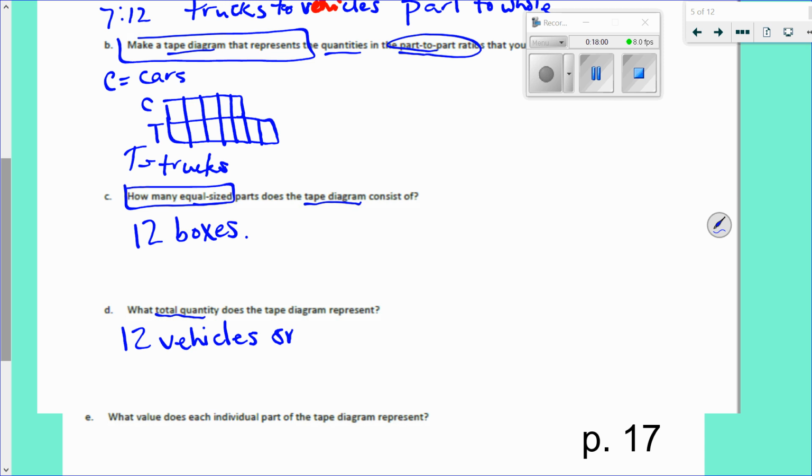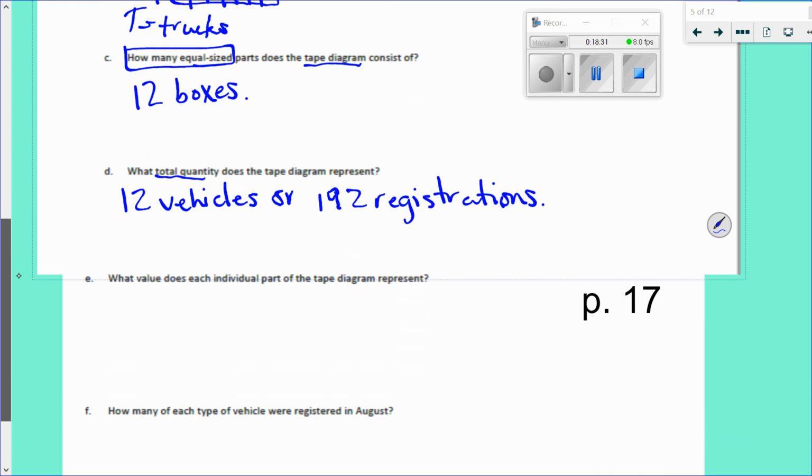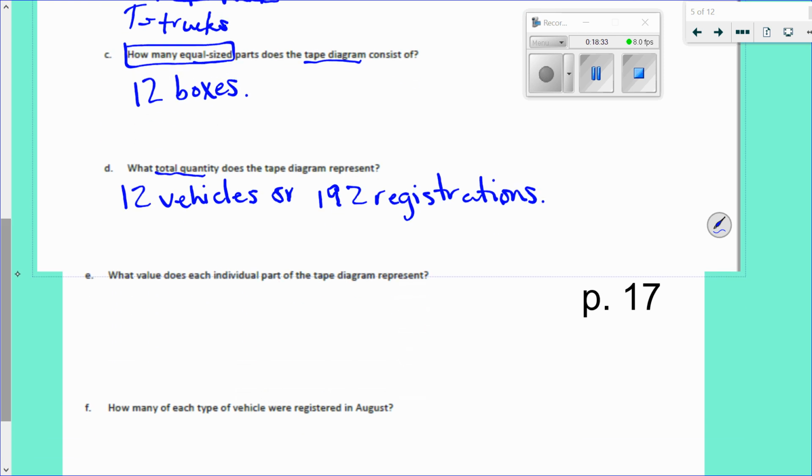or in the big picture they said it was how many? 192 registrations. Does everybody understand how those are related? 12 vehicles are 192 registrations for the entire month. 12 boxes in our tape diagram, 192 registrations overall. Okay, this is on your next page, so page 17 for you guys.